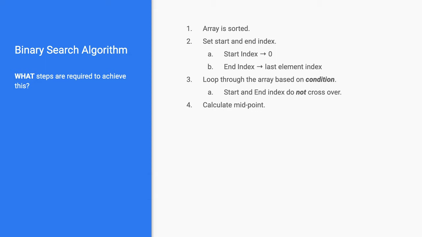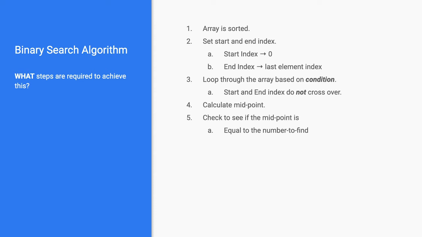In the loop, we are going to calculate the midpoint index. The midpoint index is calculated by adding the start and the end index, and then dividing the result by 2. Remember that we are taking the quotient as the midpoint index. Using the midpoint index, we are going to compare to see if the number we are looking for is equal, greater, or less than the number at the midpoint index.